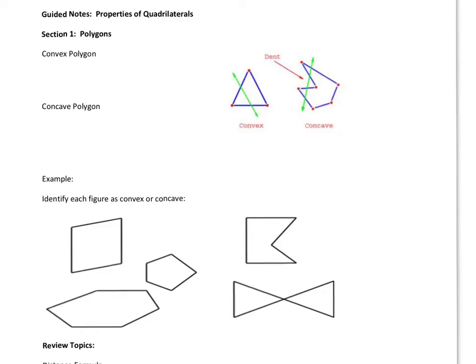So the first thing is convex and concave polygons. This is best seen just by looking at the picture. Here we have a convex polygon, and the best way to look at it is we can draw a straight line that goes right in, and because it has to be straight, it has to come right back out. There's no way that it can go in and go back out and then come back in.